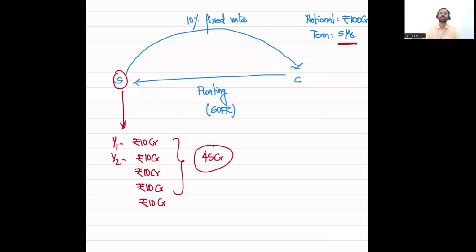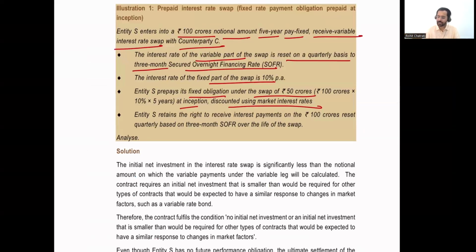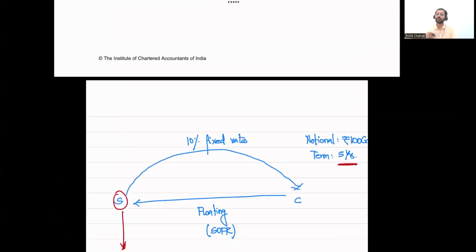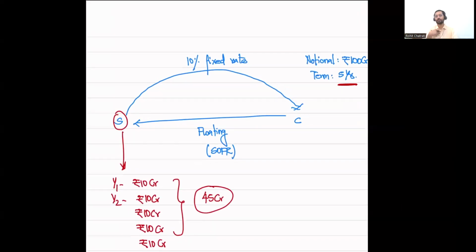Entity S will only be receiving the floating rate. Entity S will only have an inflow and there won't be any additional outflow that is required to be made. So entity S is prepaying the fixed obligation of 50 crores discounted using the market rate. I am telling you that let's say the amount is 45 crores. Now, what it states is entity S retains the right to receive interest payments on the 100 crores, reset quarterly based on 3 months SOFR over the life of the swap. So entity S has retained the right to receive the floating rate of interest. After making the upfront payment, entity S receives the right to receive the floating interest rate.